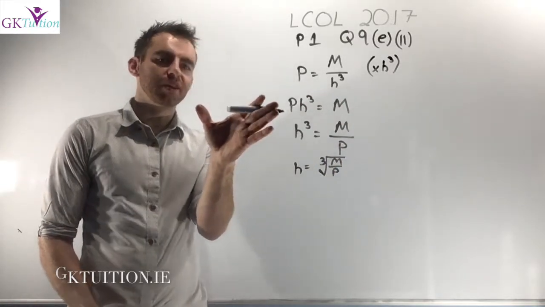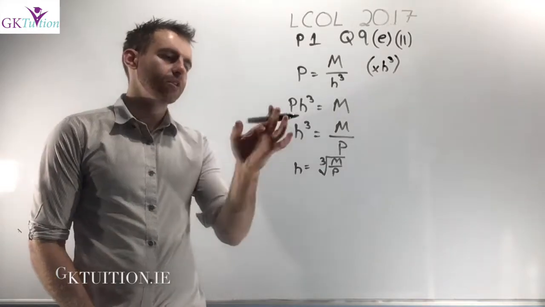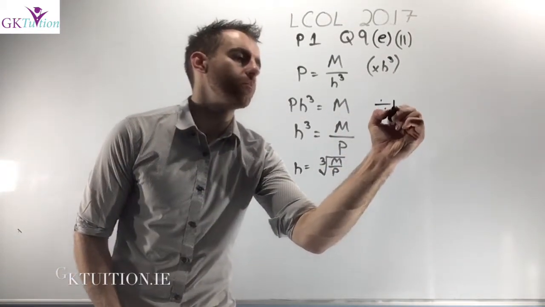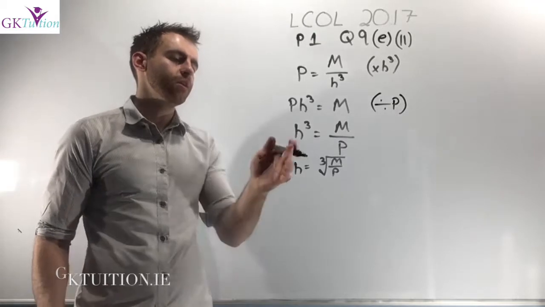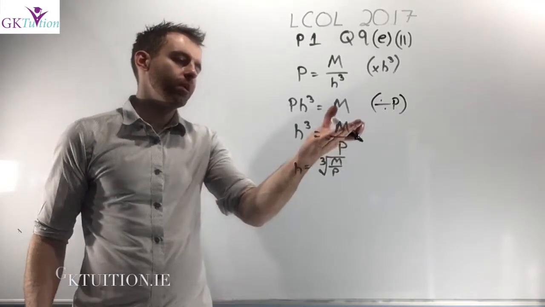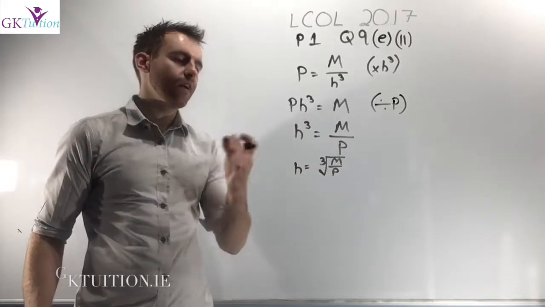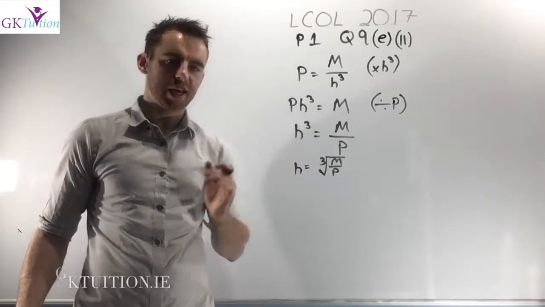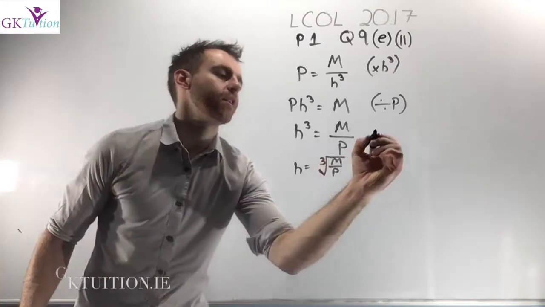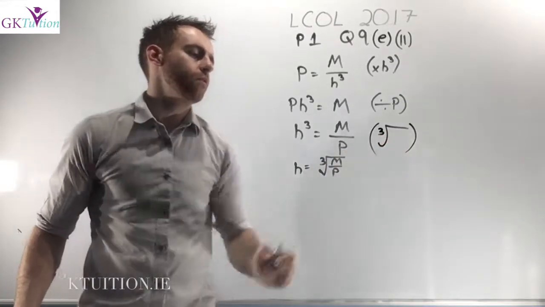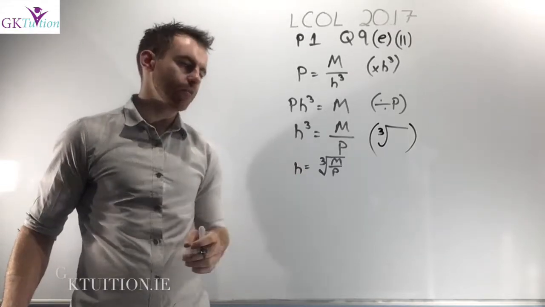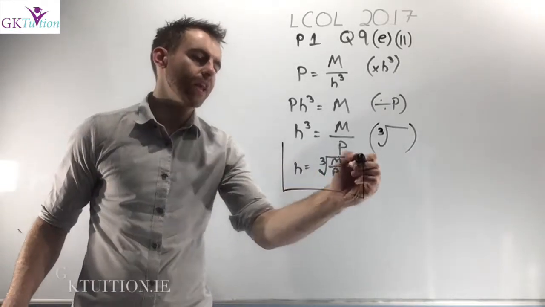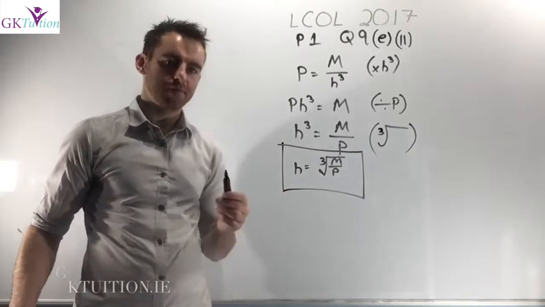At this point, you need to realize that your goal is to isolate H. In order to isolate the H, or in other words, to get rid of the P on the left-hand side, you need to divide both sides by P. If you divide the left-hand side by P, you just get H cubed. And if you divide the right-hand side by P, you get M over P. Now we have H cubed in terms of M and P, but we don't want H cubed, we want just H. In order to eliminate a cube, you have to take the cube root of both sides. If you take the cube root of the left-hand side, you're just left with H, and the right-hand side, you have to rewrite it as the cube root of M over P. So your final answer there is that H is equal to the cube root of M over P.